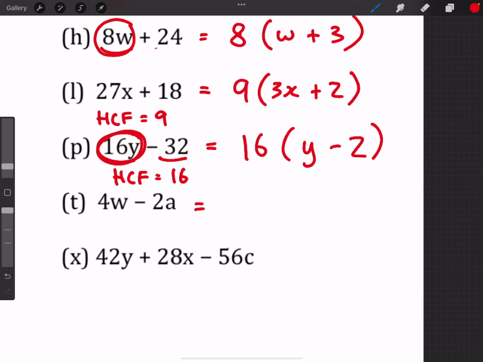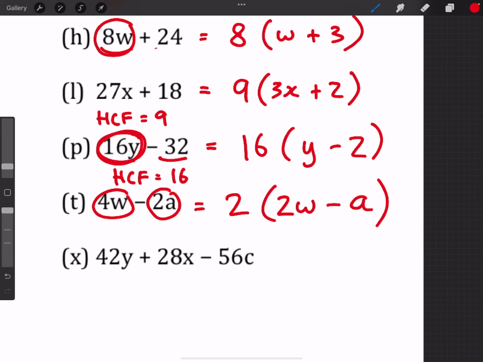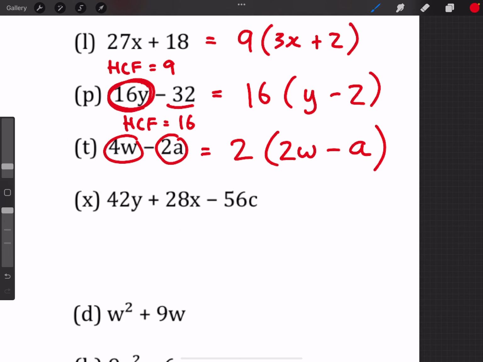Next one, the highest common factor is 2, so we take a 2 out. 4w divided by 2 will give me 2w. Now there's a minus, so we minus 2a divided by 2, which is just a. And there's your answer. We can't factorize any letters, so let me just rewrite this. The highest common factor for this one was just 2. The letters, there's w and a. We can't factorize anything there. They have nothing in common.